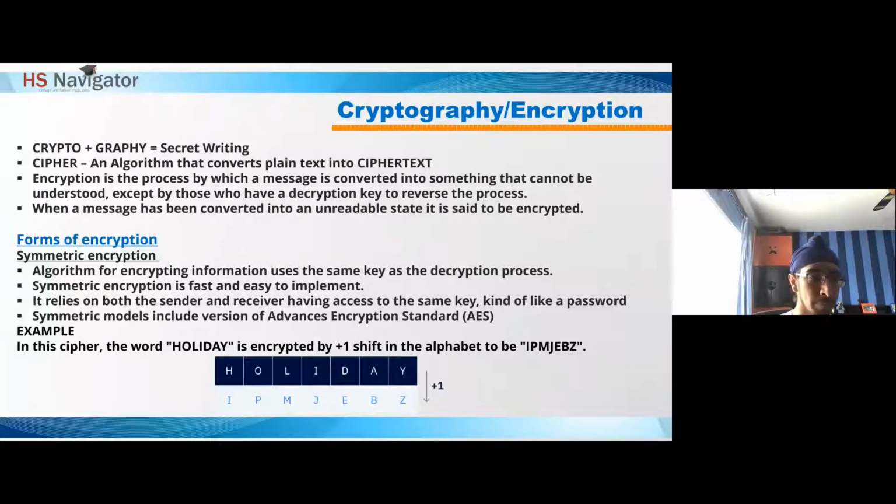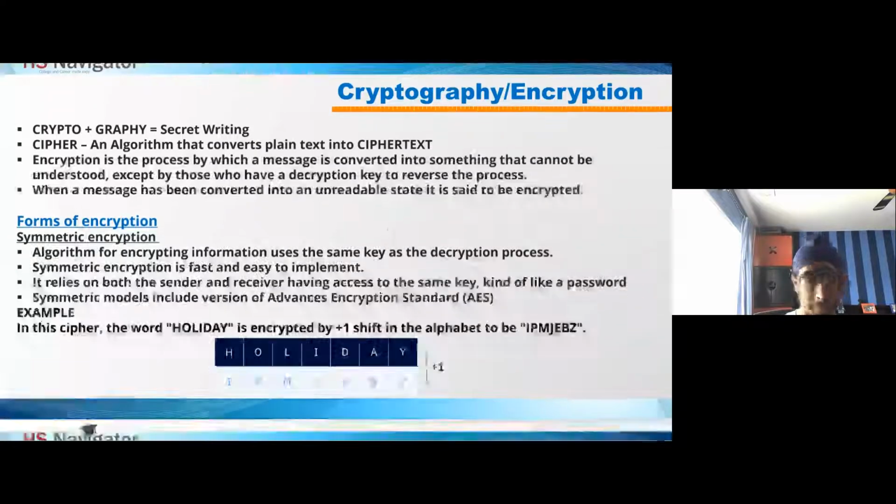Some examples of them include the AES standard. And in this cipher, the word holiday is shifted by one alphabet letter. So H goes to I, O goes to P, and it becomes IPMJEBZ. So that's unreadable, so it's encrypted. And the person on the other end just has to subtract one, and they get the plain text back.